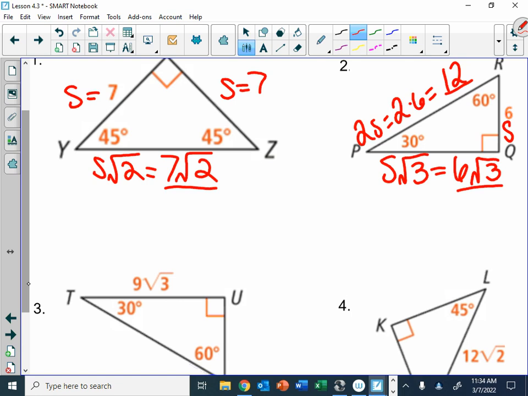Alright, with those around you, I would like you to try 3 and 4. Go back and look at your picture. You're doing 3 and 4.